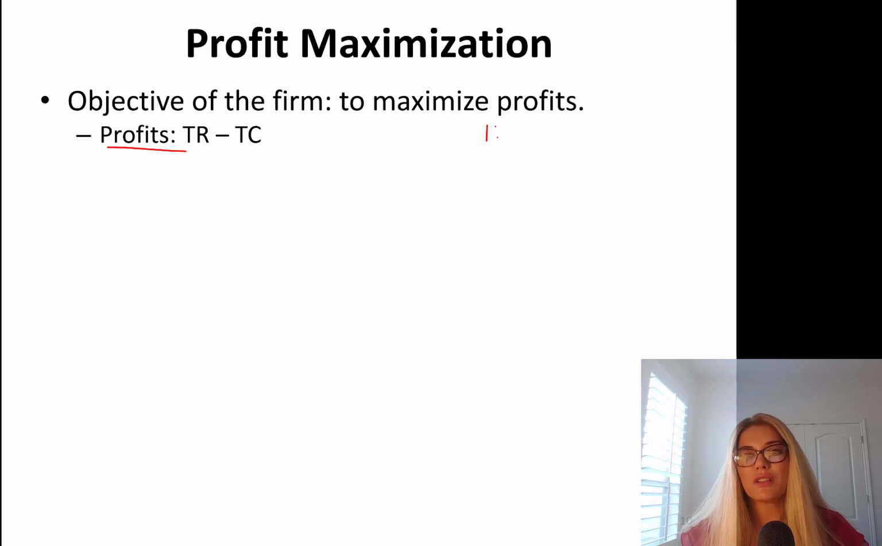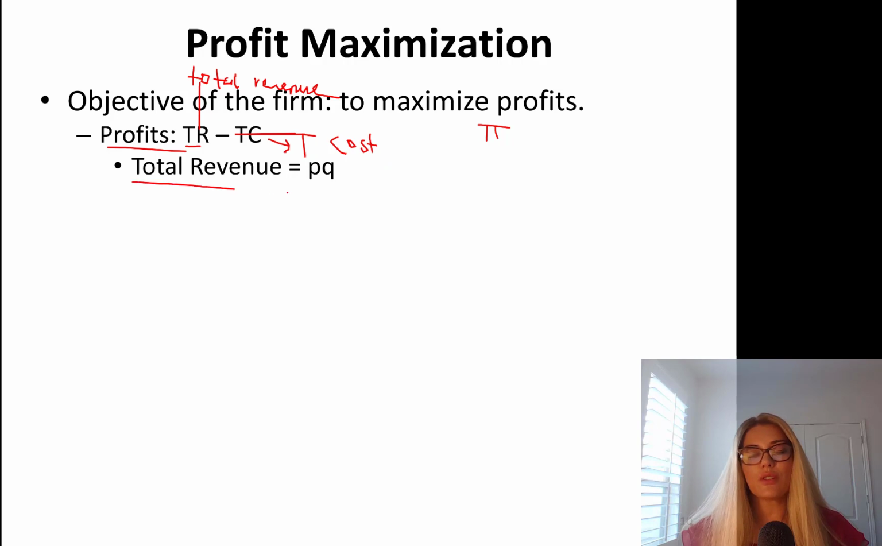Profit function, we can use the Greek letter pi, right? Total revenue minus total cost. TR for total revenue. So this is total revenue. This is the total cost. I'm going to just put TC for total cost, okay? So that's your profit. Total revenue, the first item is price times quantity.